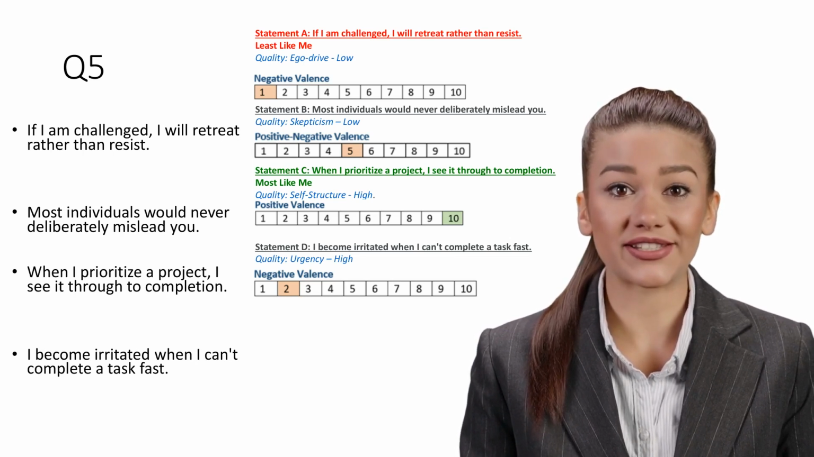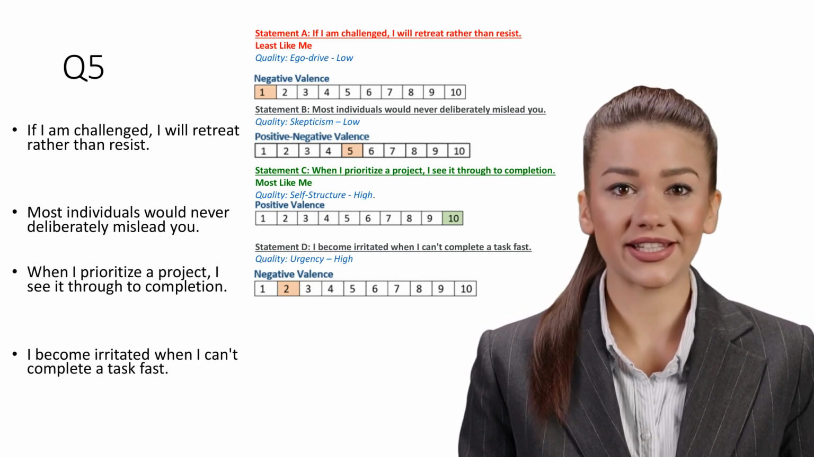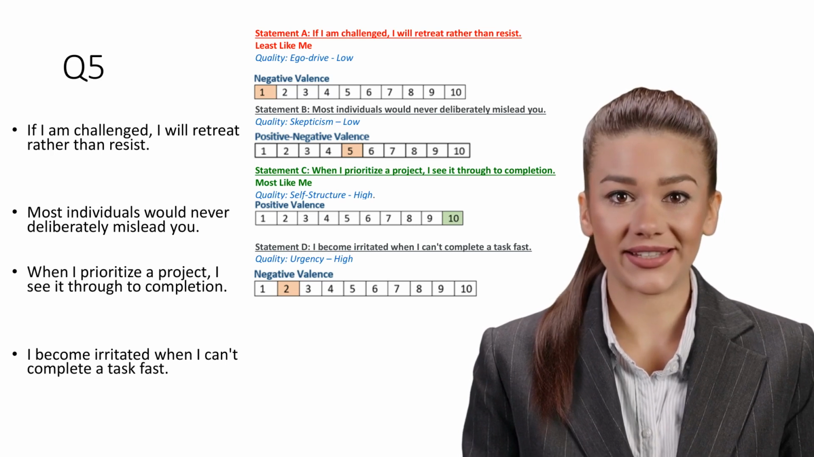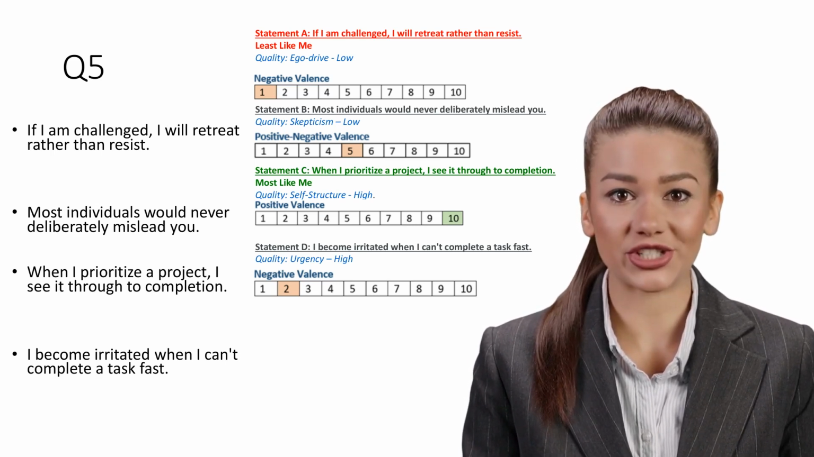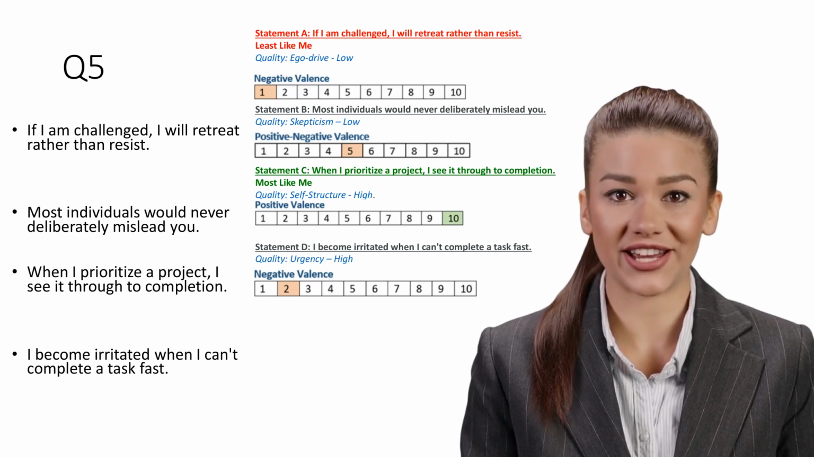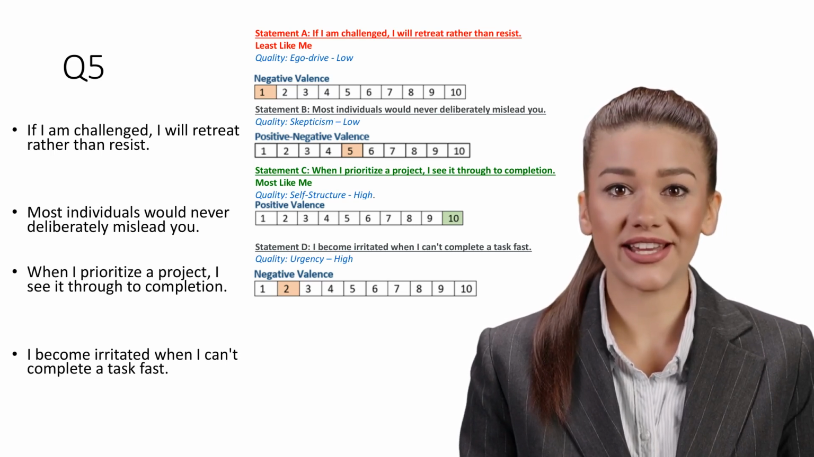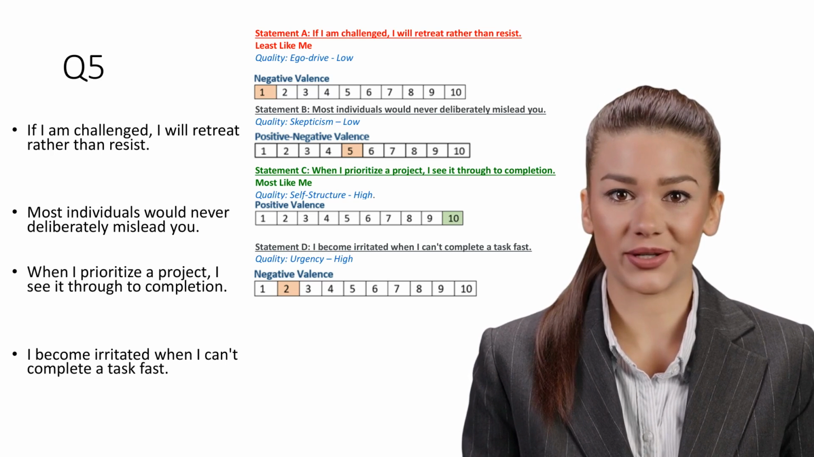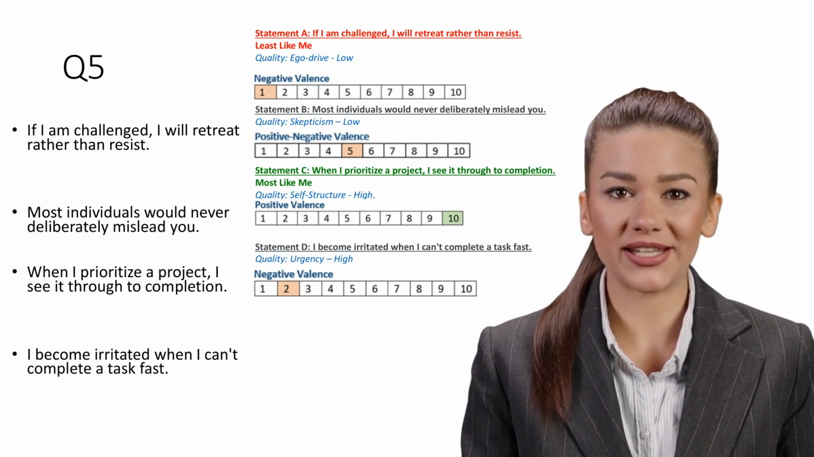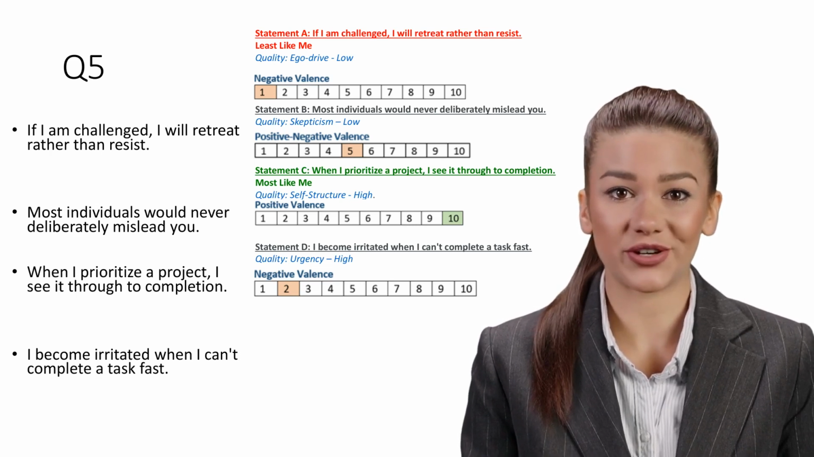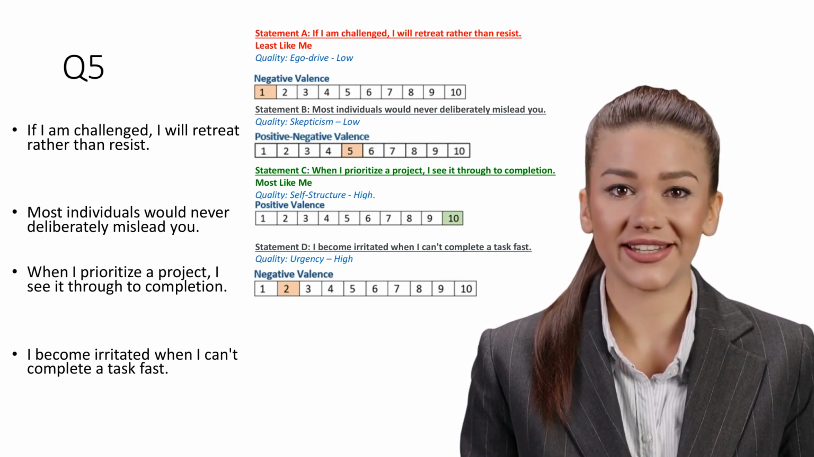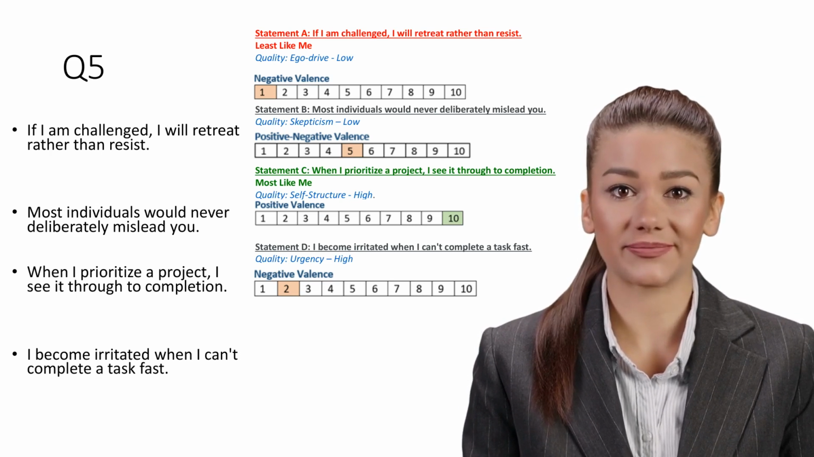Statement B. Most individuals would never deliberately mislead you. Quality, skepticism low. It is conducive to team building and business relationships to believe the other has the best for connections with others rather than expressing doubt or accusations. The reality is that different individuals and groups have varying agendas, some of which may be hard to discern. Asking the hard-hitting and candid questions helps to avoid miscommunications or assumptions that lead to team and business dissatisfaction.